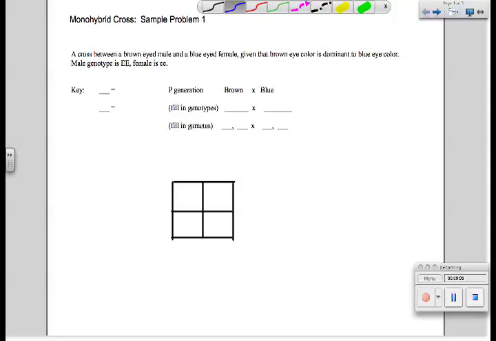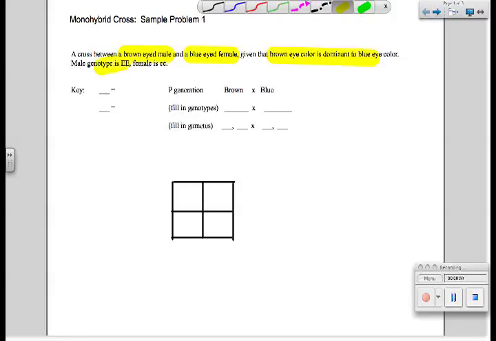Alright, now we're going to look at how to set up a monohybrid cross. In this sample problem, we have a cross between a brown-eyed male and a blue-eyed female. Whenever you're given a problem, it's a good idea to go ahead and highlight the important information. Brown-eyed male, blue-eyed female.